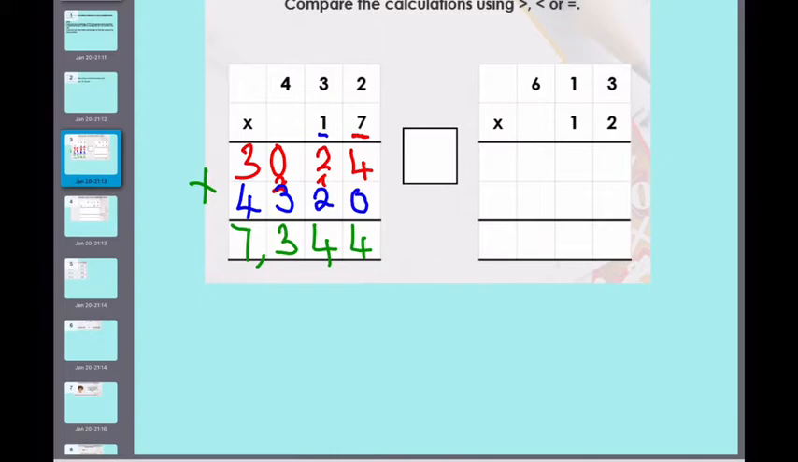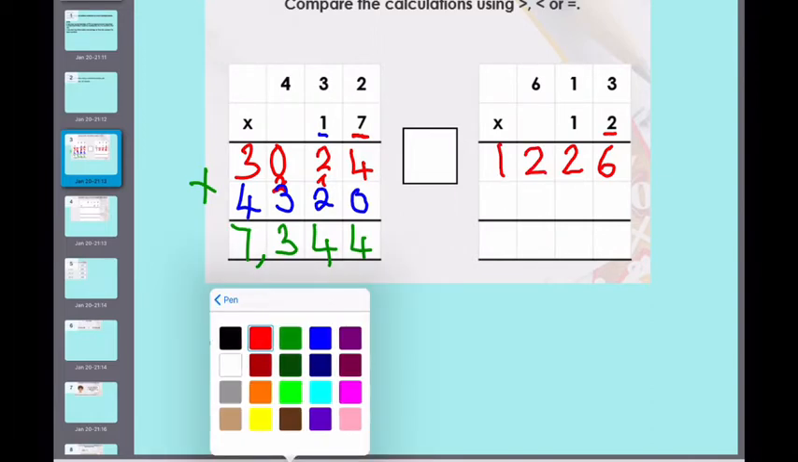Super, welcome back. So again, just as before, we're going to multiply first of all by our ones, which in this case is 2. So 2 multiplied by 3 is 6. 2 multiplied by 1 is 2. 2 multiplied by 6 is 12. Well done if you got there.